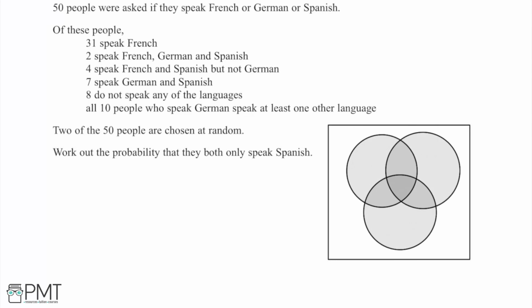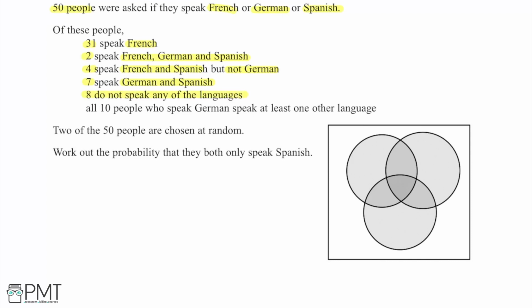So in this question, we're told that 50 people were asked if they speak French or German or Spanish. And we're told that of these people, 31 speak French, 2 speak French, German and Spanish, 4 speak French and Spanish but not German, 7 speak German and Spanish, and 8 don't speak any of the languages.